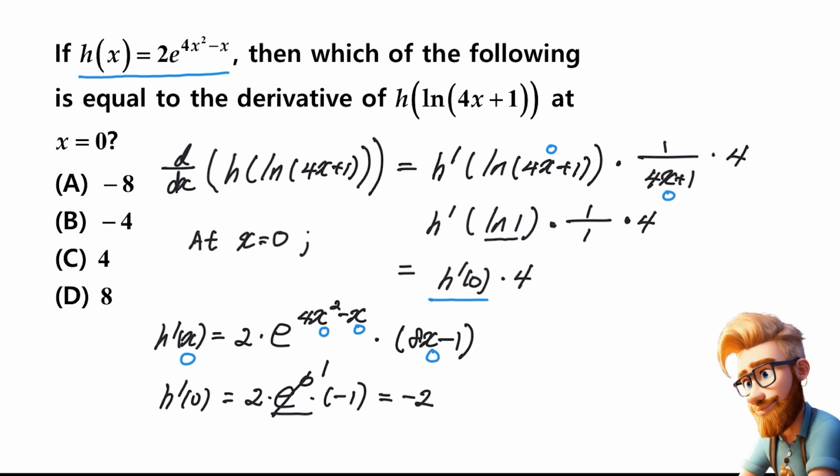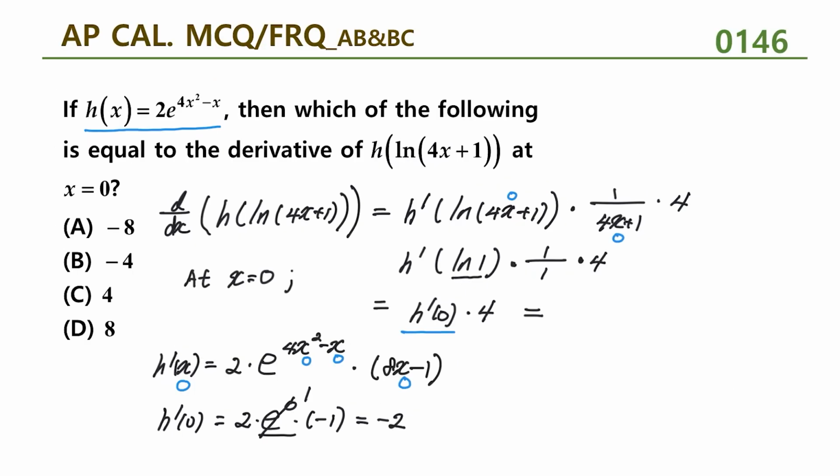So I'm going to substitute negative 2 for h prime 0. So that is equal to negative 2 times 4, which gives us negative 8. So the answer is A.